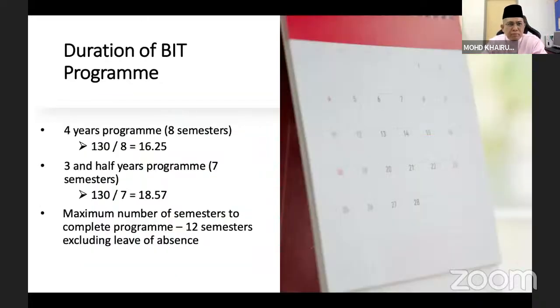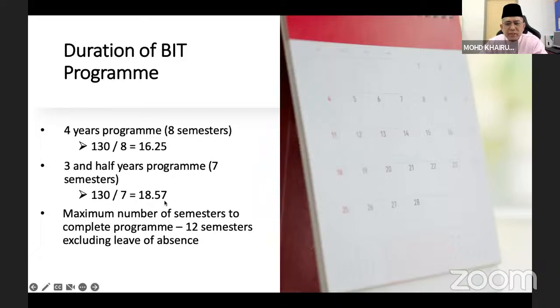All right. The duration of the BIT program, as mentioned by Dr. Lili just now, is a 4-year program. Okay, 8 semesters, about 2 semesters per year. And if you can speed up your study, you may complete it in 3.5 years, which means around 7 semesters. If we divide the 130 credit hours by 8 semesters, or by 7, you get an average of around 16.25 or 18.57 credit hours per semester.